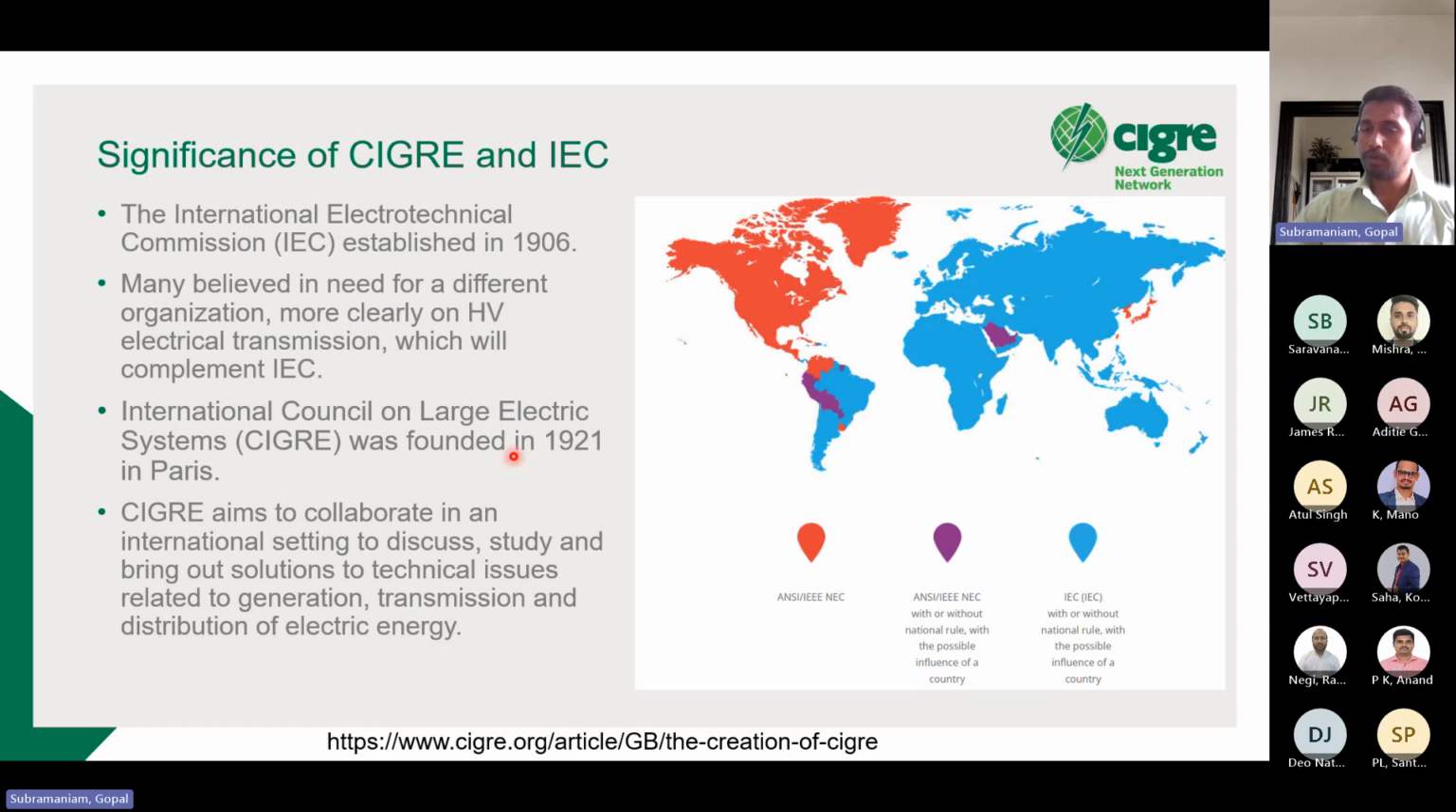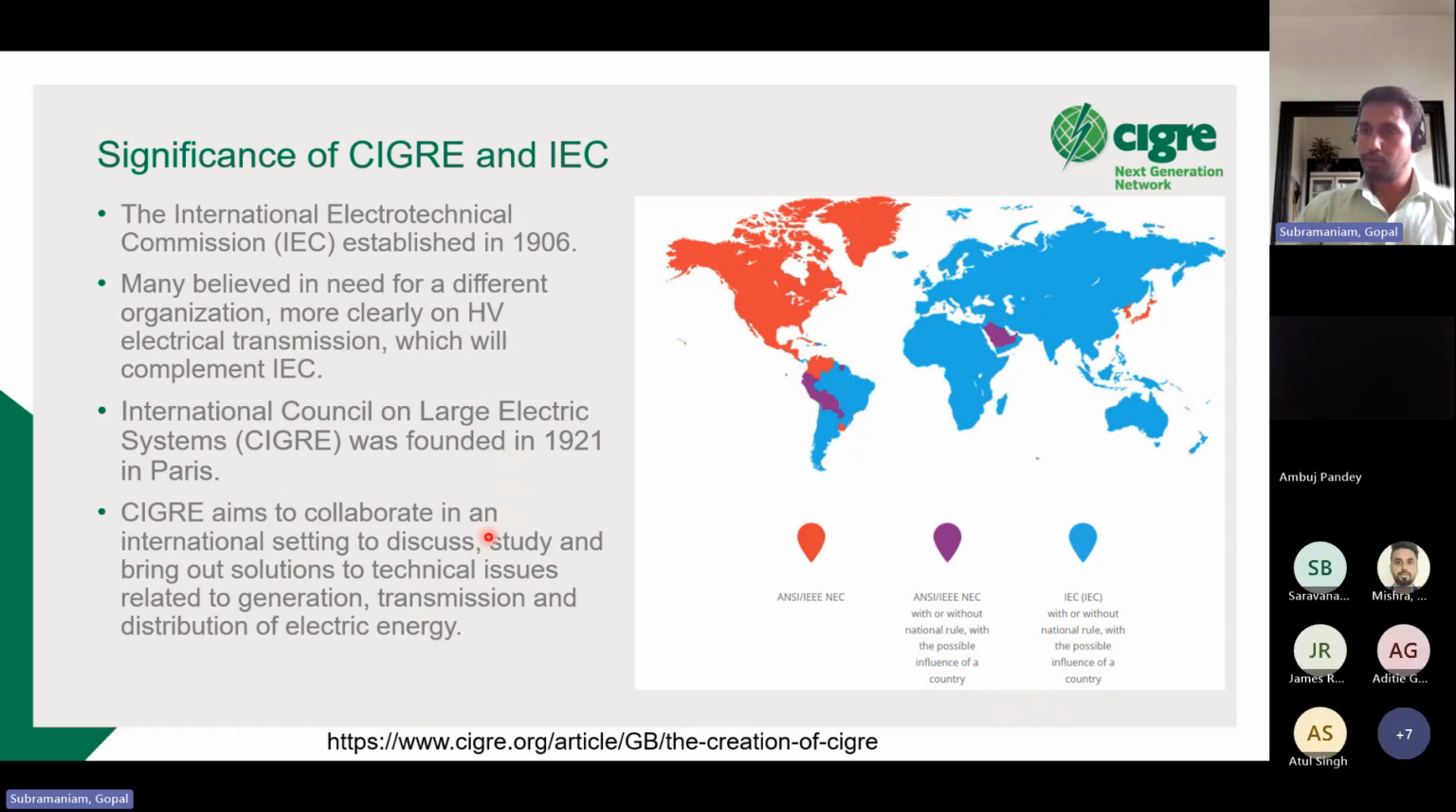The aim of CIGRE is to collaborate in an international setting to discuss, study, and bring out solutions to technical issues specifically related to generation, transmission, and distribution of electrical energy. And the significance of CIGRE, as you might know from this image, is that most countries in the world, in Asia, Europe, Asia Pacific, Africa, and the Middle East, follow IEC, which is closely related to CIGRE. So that is how it is relevant to us.